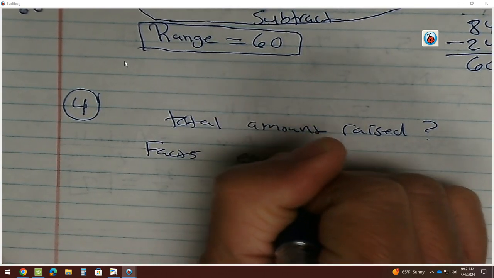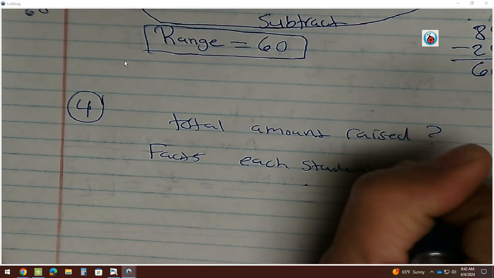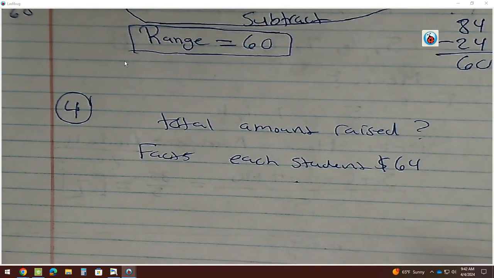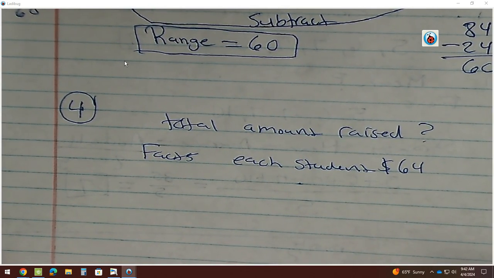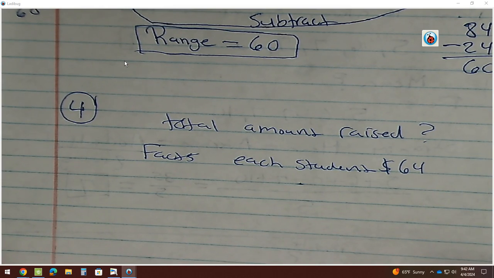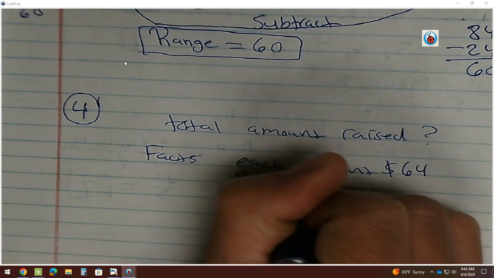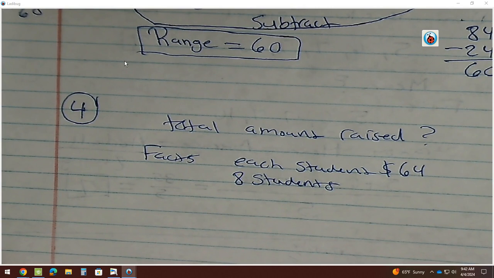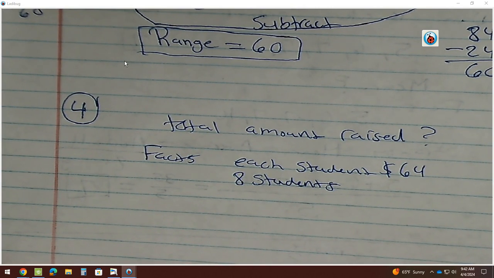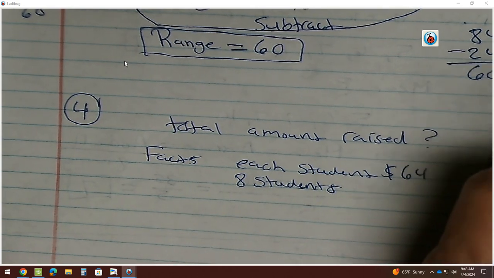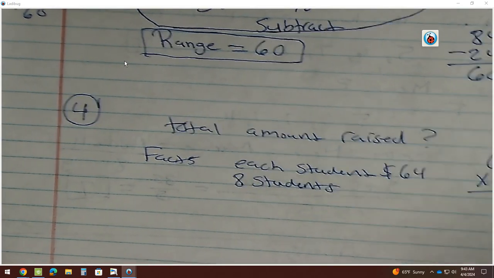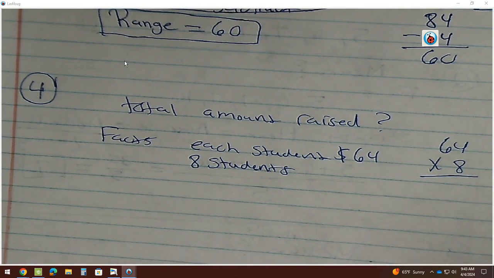Each student is 64. What else is important from the story? 8 students, good job. 8 students is important. So what should I do if I want to know the total? Multiply. So 64 times 8, and that's how you find your answer. Go ahead and multiply by yourself, and you can select that answer.